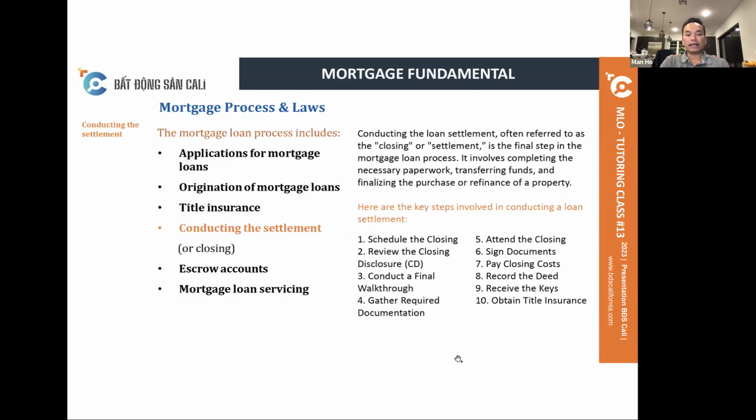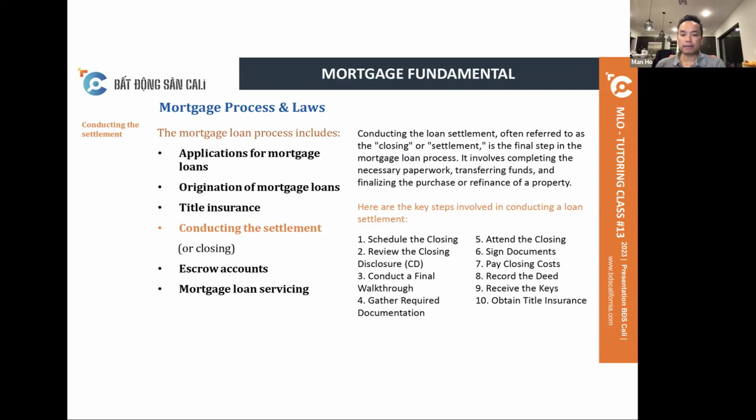Okay, conducting the settlement. So we got the application open, we got the loan process going, we reviewed the documents, and eventually we want to close it. Closing means conducting a settlement, right? All the money transfer, the title transfer, everything happens. Conducting the loan settlement, often referred to as the closing, is the final step in the mortgage loan process. It involves completing the necessary paperwork, transferring funds, and finalizing the purchase or refinancing of the property.